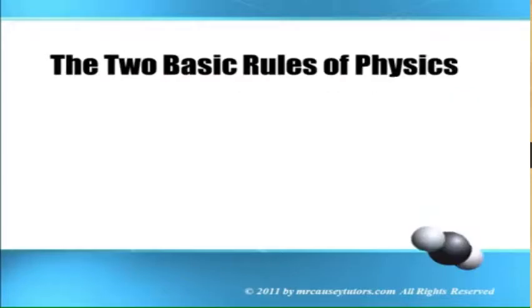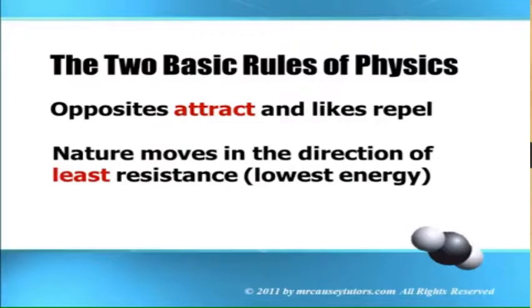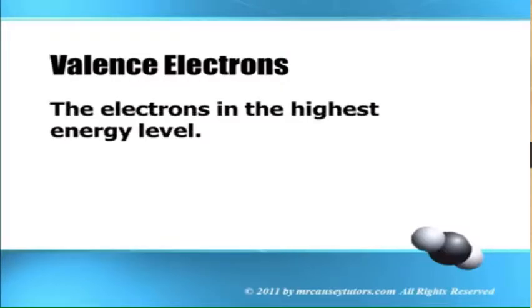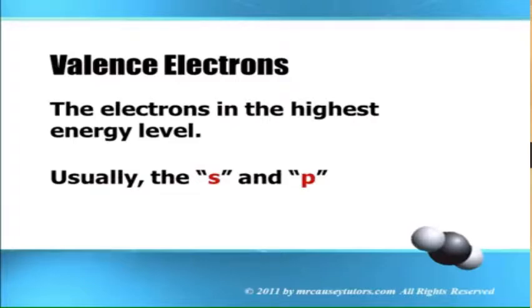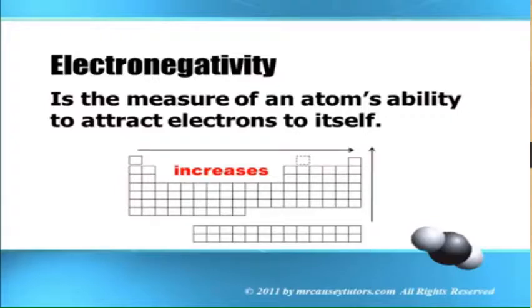The 2 basic rules of physics are this: opposites attract and likes repel, and nature moves in the direction of least resistance, which means nature moves towards the lowest energy. We have these 2 ideas down in order to work with the octet rule. All right, valence electrons, the electrons in the highest energy level, and it's usually the S and P's. Electronegativity is the measure of an atom's ability to attract electrons to itself. And it increases as you go across, and it increases as you go up. Now remember, that doesn't include the noble gases.